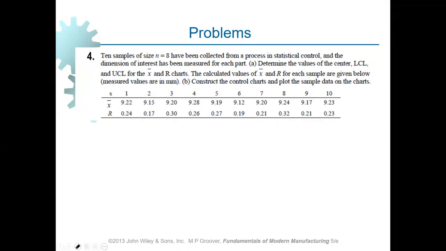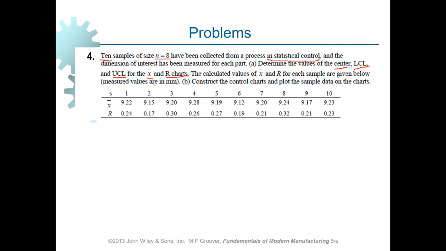10 samples of size 8. N is equal to 8. We've got 10 samples, and the size of each sample is 8, collected from a process in statistical control. Refer to the lecture materials to know what is meant by a process being in statistical control. The dimension of interest has been measured for each part. Determine the values of center, LCL, which is lower control limit, and UCL, upper control limit, for the X bar and R charts.